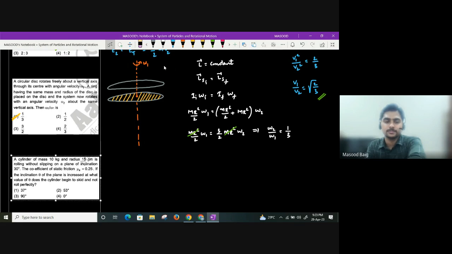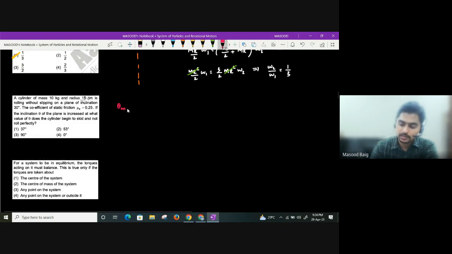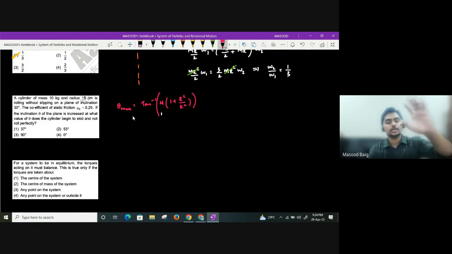Let us see one more question. A cylinder of mass 10 kg and radius 15 centimeter is rolling without slipping on a plane of inclination 30 degrees. The coefficient of static friction is given. If the inclination is increased, at what value of theta does the cylinder begin to skid and not roll perfectly? We know the maximum angle of inclination for which an object performs pure rolling. I have written the formulas; you need to be thorough with them. It is tan inverse of mu into (1 + r²/k²). This is the maximum angle for which any object placed on a rough inclined plane will execute pure rolling.